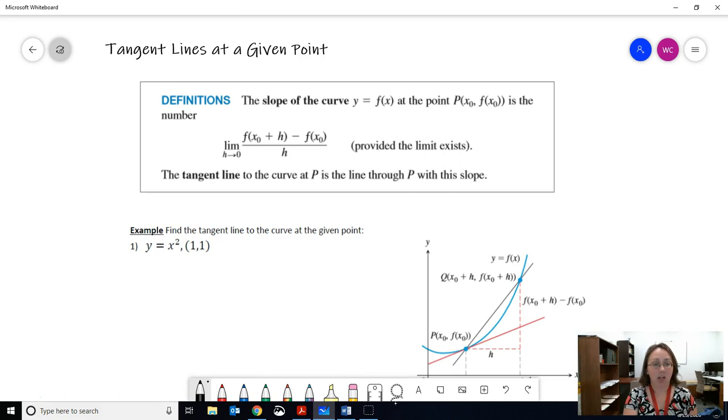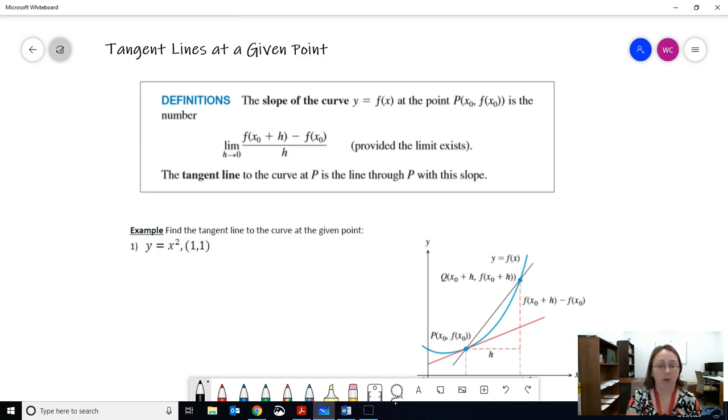So our example says, find the tangent line to the curve at this point, 1, 1. This is our curve, y equals x squared. You can see it in the picture here. Okay, this isn't the actual curve, but this is an example. We have 2 points, and we're going to let them approach each other. We're going to let h go to 0 until we find this red line here, our tangent line. So how do we do that?